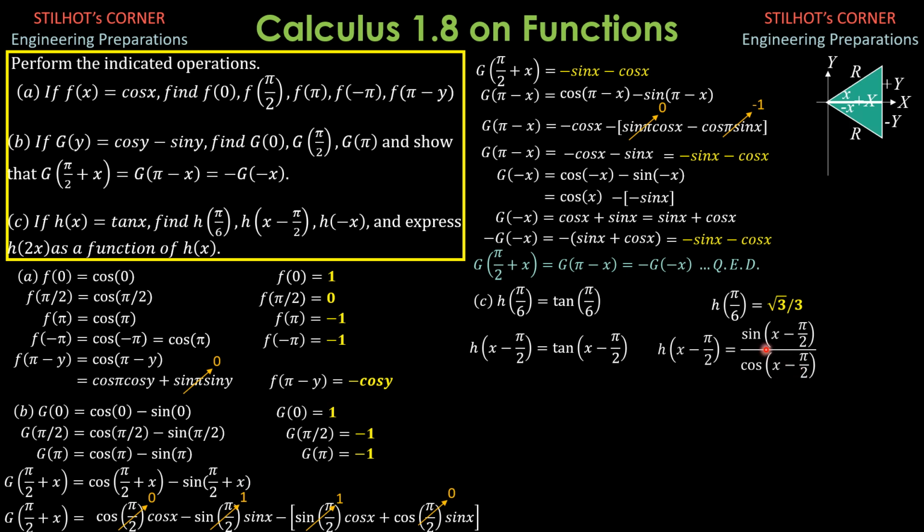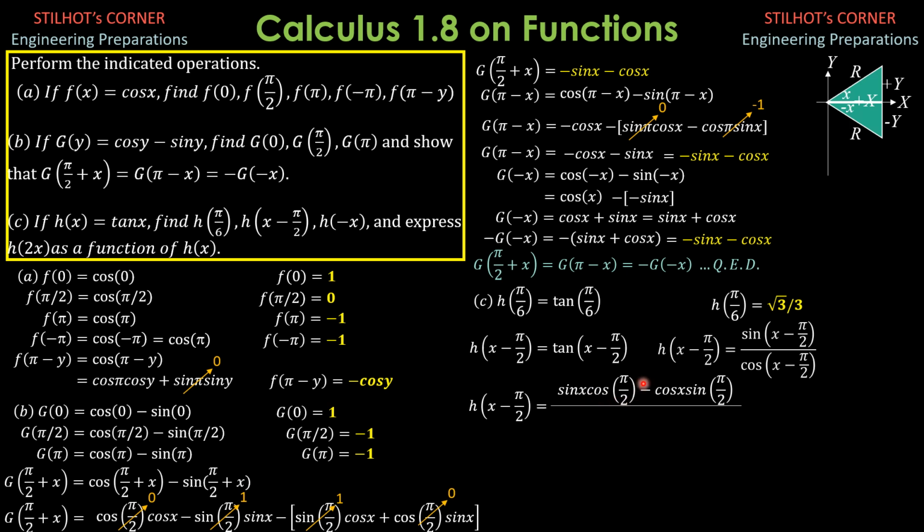Sine of x minus pi over 2 is sine x cosine pi over 2 minus cosine x sine of pi over 2, while cosine of x minus pi over 2 is cosine x cosine pi over 2 plus sine x sine of pi over 2. So it is equal to sine of x cosine of pi over 2 minus cosine of x sine of pi over 2 all over cosine of x cosine of pi over 2 plus sine x sine of pi over 2.